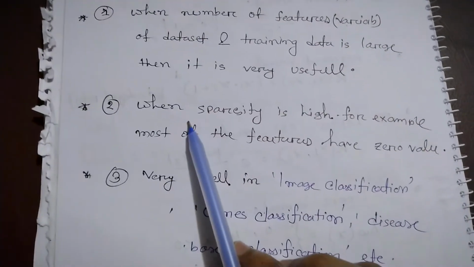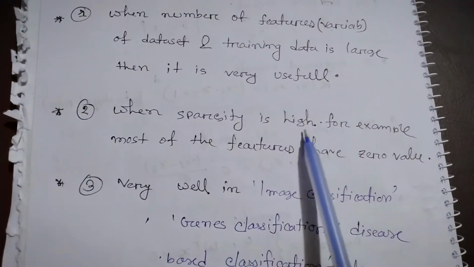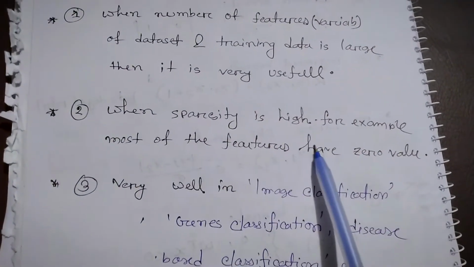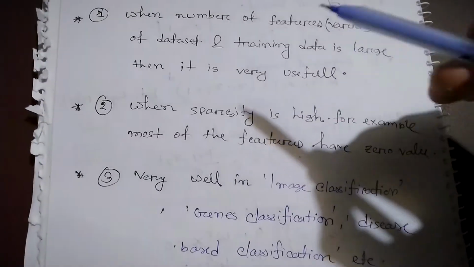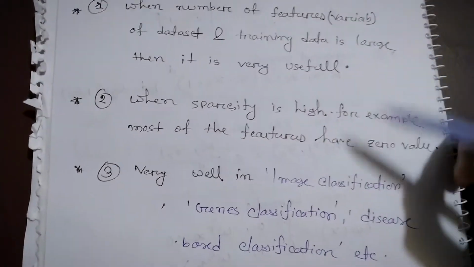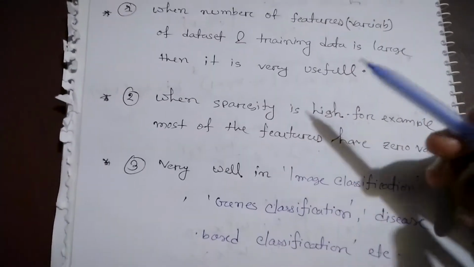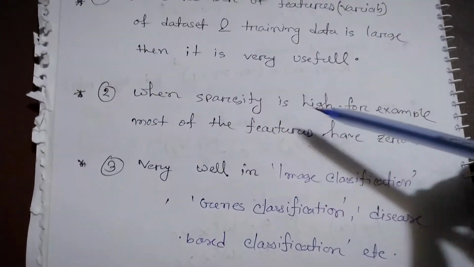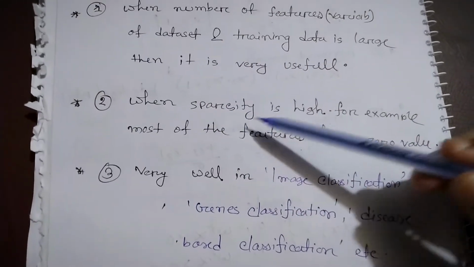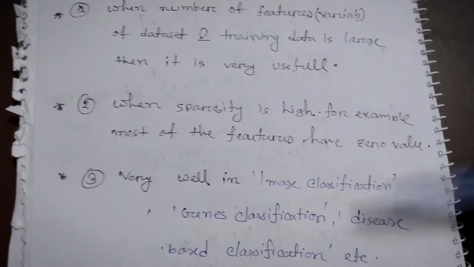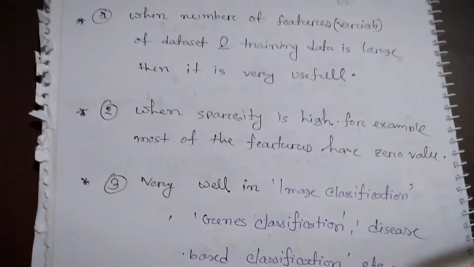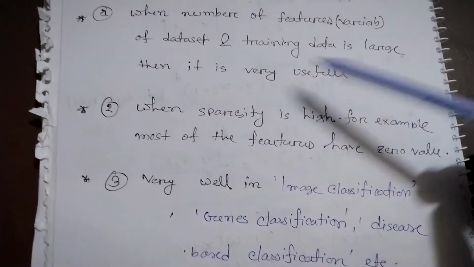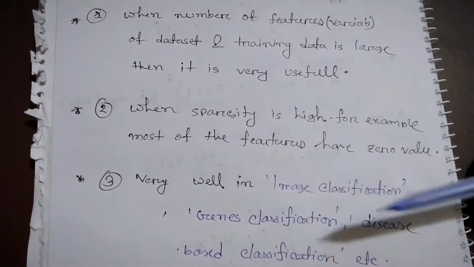In the second case, when sparsity is very high, for example, most of your features have 0 values. When you see many Excel sheets and CSV sheets, some of the columns have only 0 values. So in that case, the sparsity is high. In this kind of dataset, when many columns have 0 values, you should also use SVM, because the sparsity is high.